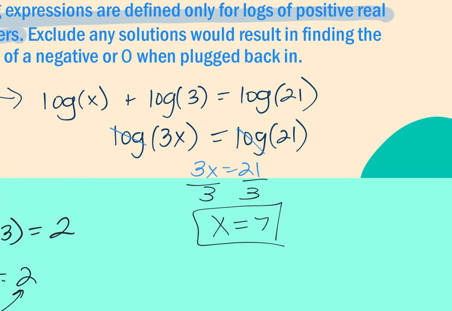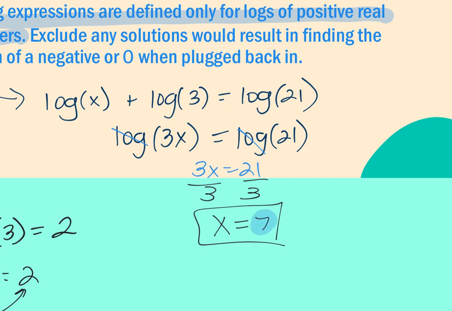So if I look at this one, for example, if I get x is 7, then I want to come back up to my original question. Everywhere there's a log with an x next to it, which in this case is only this one, I want to make sure that this would not result in 0 or a negative. That's a positive 7. I can find the log of 7. It's fine. If I had gotten negative 7 here, and when I plug it back in, I'm trying to find the log of a negative number, I cannot keep it. I would cancel it out and say no solution.